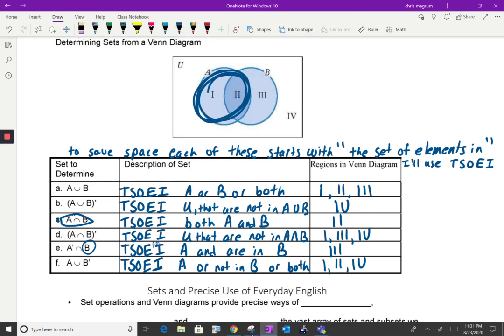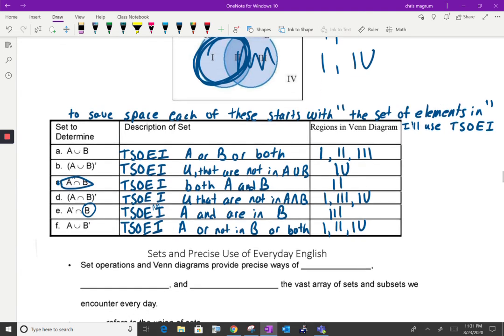So if we look at first part first, what's in A? 1 and 2. And then what's not in B? 1 and 4. So if we combine those together, you get your 1, 2, and 4. And I know I went through those kind of quick. Watch the video again if you need to see some of those again.